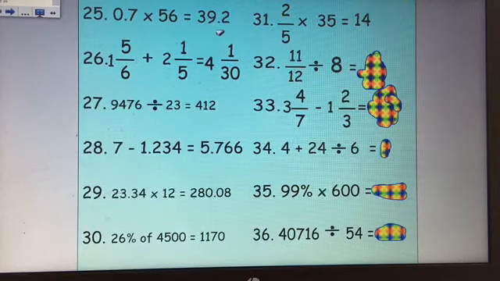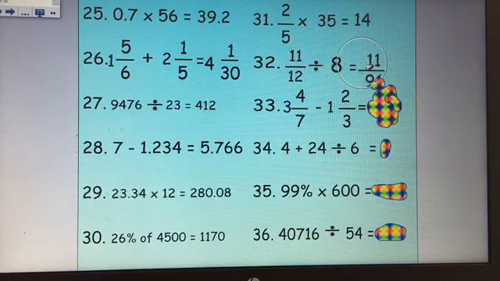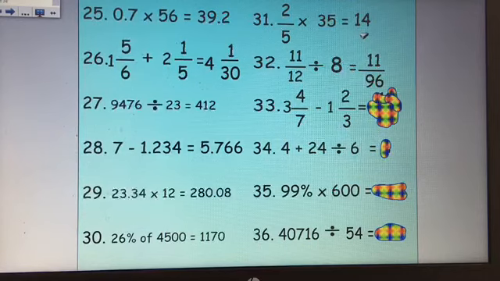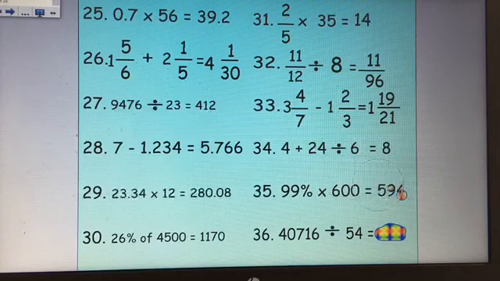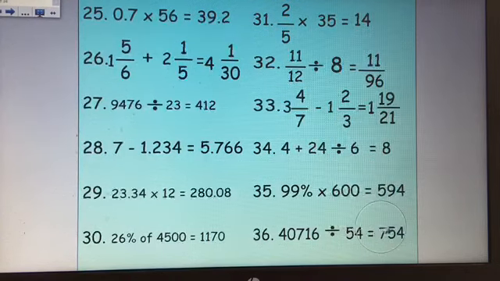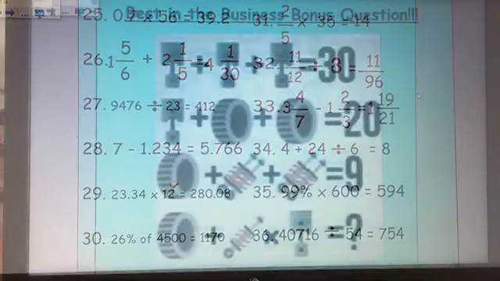This is one of those multiplying fractions by whole numbers. You could have had 14, but if you'd answered it as an improper fraction, it would be 70 over 5. Always a good idea when you've got a really top heavy fraction like that, 70 over 5, to simplify it down, to turn it into a whole number. Okay, and there are all your answers for today.